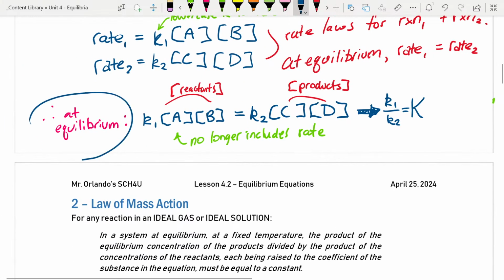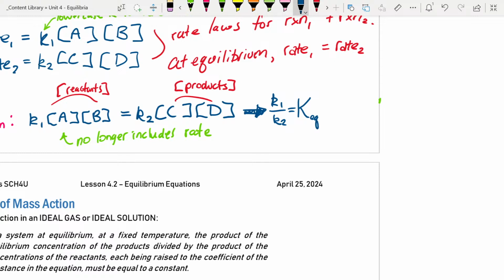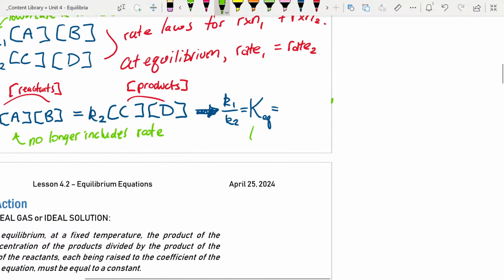It's only true at equilibrium. So our generic version of this will be KEQ. Though you'll see KSP if we're talking about solubility, Ka for acids, Kb for base. The real giveaway is if it's an uppercase K, it's an equilibrium constant. Which we're going to write on the next page, so you don't have to write here. We're going to write that on the next page.